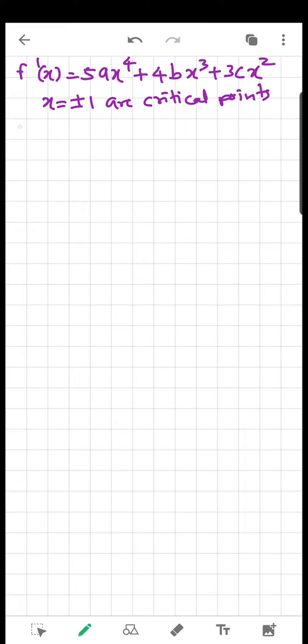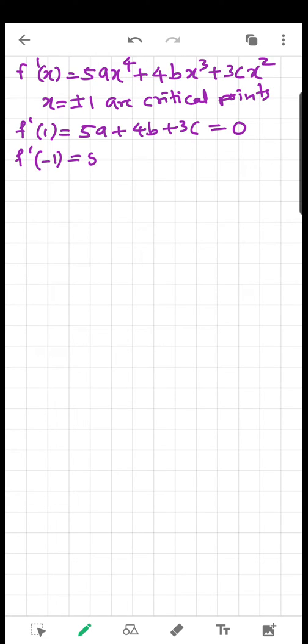So by that, f dash of 1 is equal to 0. So f dash of 1, that is 5a plus 4b plus 3c, is equal to 0, and f dash of minus 1 is 5a minus 4b plus 3c equal to 0. I hope you know how I am taking this equal to 0, because they are critical points. If you don't know the definition of critical points, please read it, because that's not the point of this particular video. Here I am only teaching how to solve the question for the people who have learned the concepts.